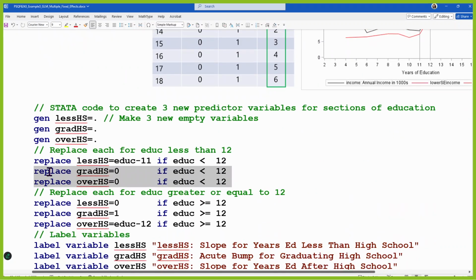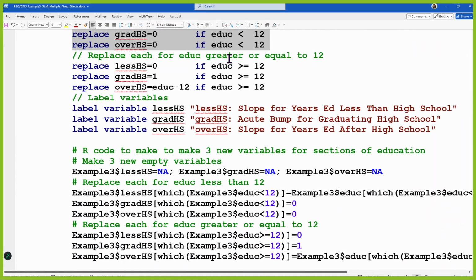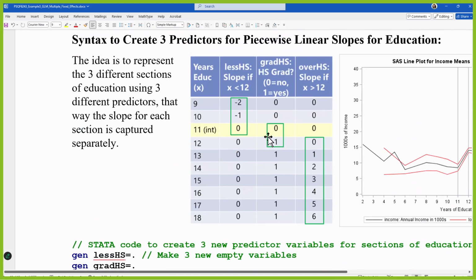If it is under 12, the other variables are set to 0. Then for the greater than or equal to 12 conditions, after that, I shut off the first one at 0. I turn on the high school graduation binary variable, and then I replace the old one with education minus 12. Minus 12 because 11 to 12 was taken care of by the middle one, so 12 is our reference for what 0 means with respect to the last one.